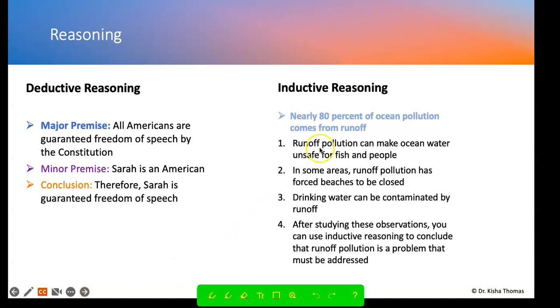addressed. Now, let's keep in mind, this is a small example. When we're looking at inductive reasoning and as it relates to the scientific method, there are additional steps to get to the conclusion that we need to get to.